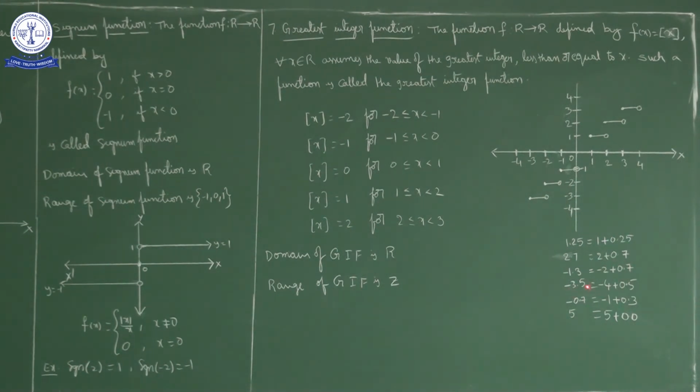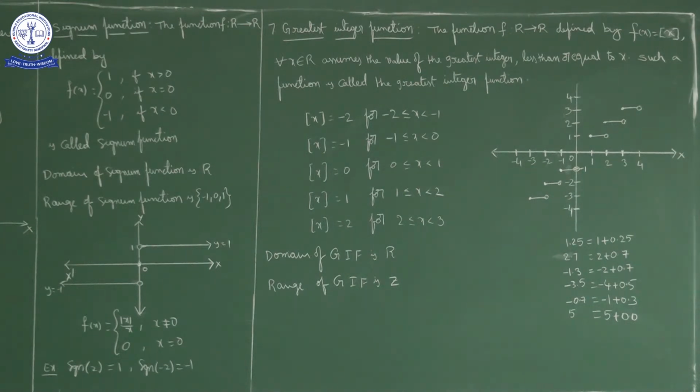Minus 3.5 we can write as minus 4 plus 0.5. Now minus 0.7 we can write as minus 1 plus 0.3. So here the integral part is minus 1, fractional part is 0.3. 5 is nothing but 5 plus 0.0. Here the integer part is 5 and the fractional part is 0. So every real number we can write as the sum of an integral part plus a fraction part.